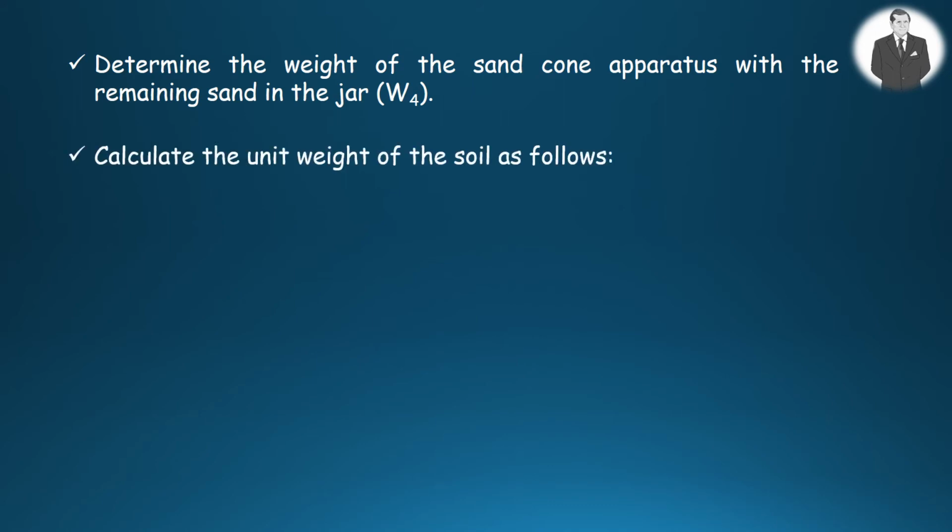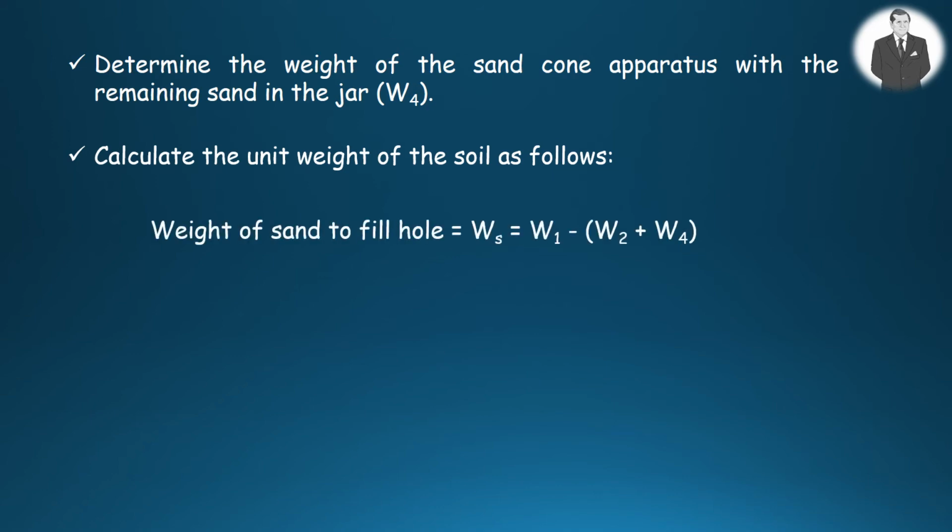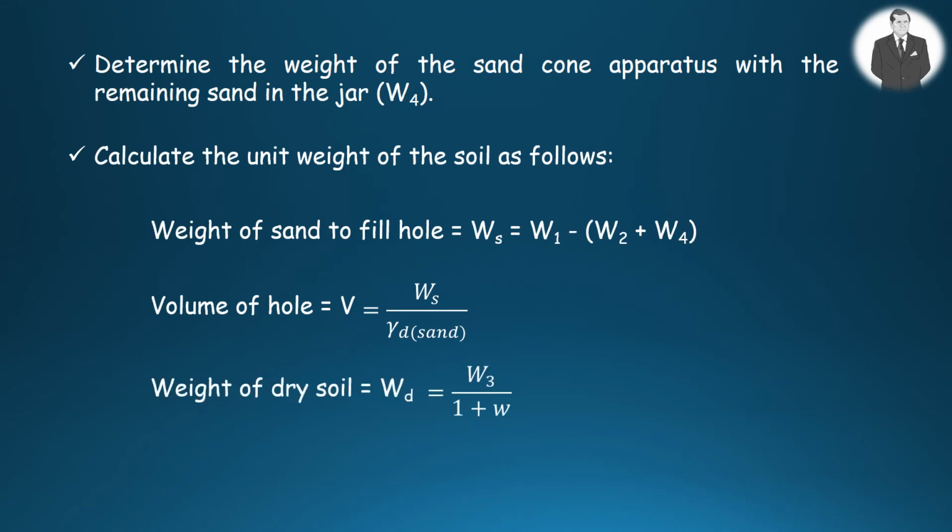Since we have all the quantities measured, we can calculate the unit weight of the soil as follows. The weight of sand to fill hole, volume of the hole, weight of dry soil, and finally the dry unit weight of the compacted soil.